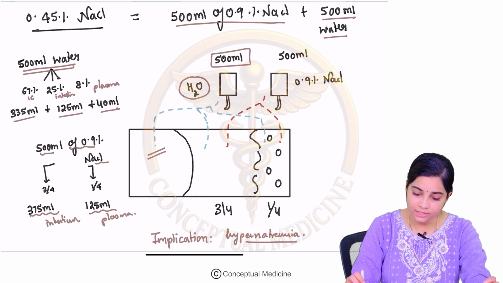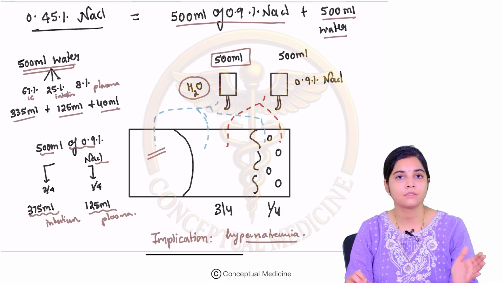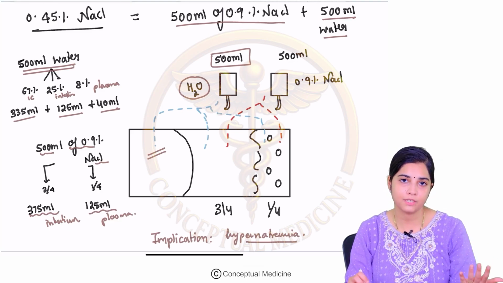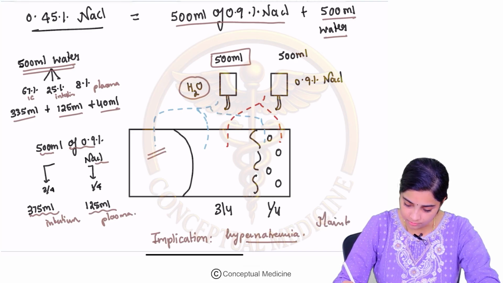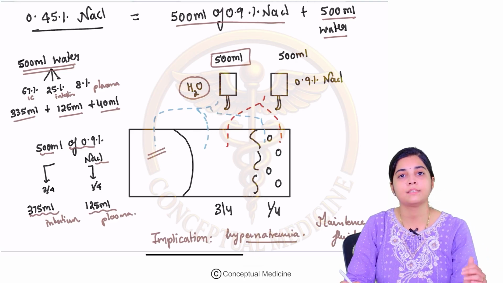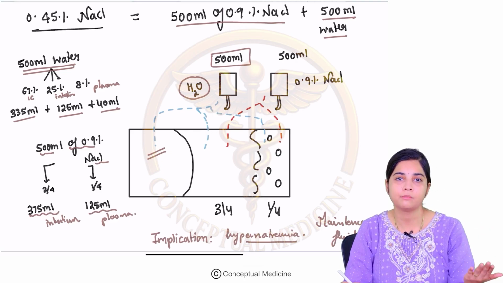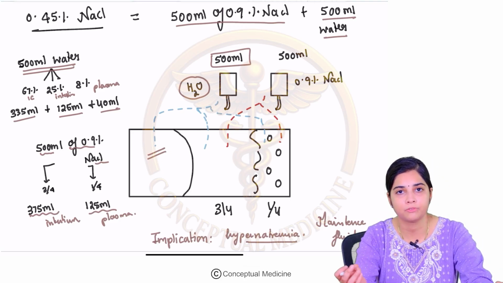Okay. This can also be used as a part of the plasma expansion, but it does not expand it so much. So it is not the first line therapy, but it can be used as a maintenance fluid. It can be used as a maintenance fluid in hospitalized individuals whenever they are having some amount of fluid loss, which can be insensible loss, or there can be some amount of diarrhea and so on.